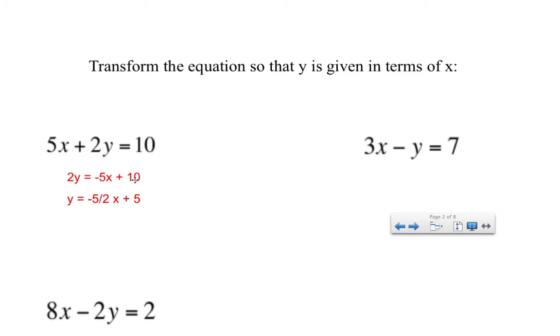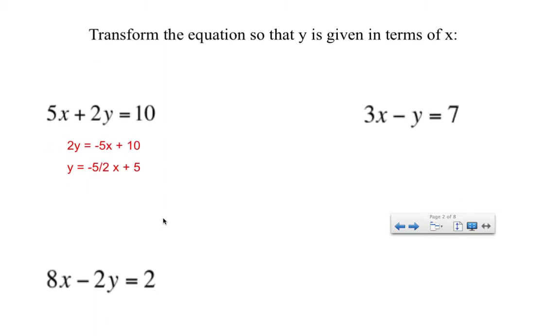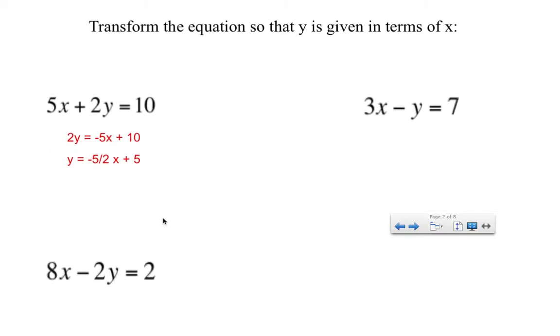I subtracted 5x from both sides, and then I divided both sides by 2. So my answer is right here, y equals negative 5/2 x plus 5. All right, so what I'm going to do is ask you to push pause. Before you push pause, I want you to do these two problems, and your job is to get y alone. Transform the equation so y is given in terms of x. You should end up with y equals and everything else on the other side of the equation. So please push pause now and work on that.